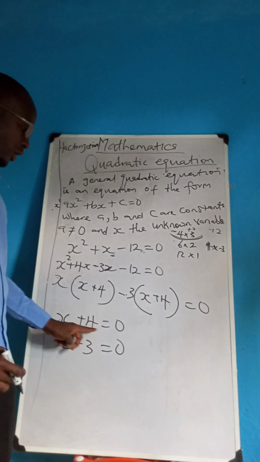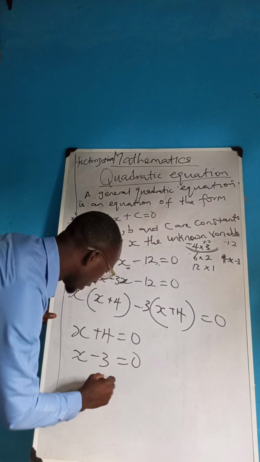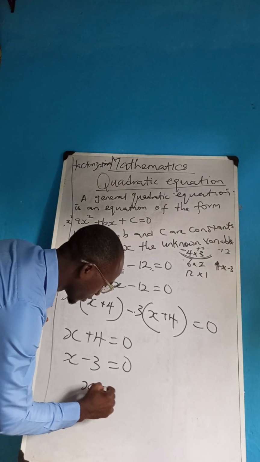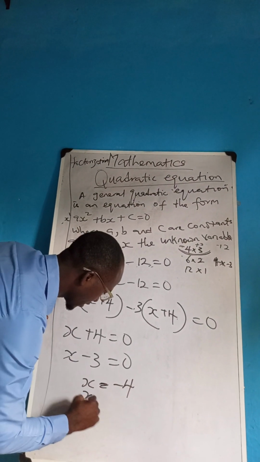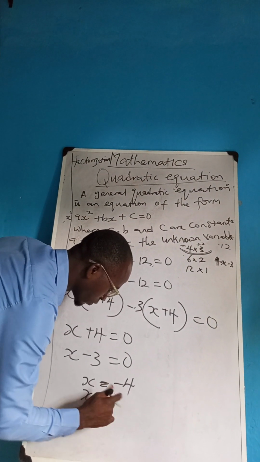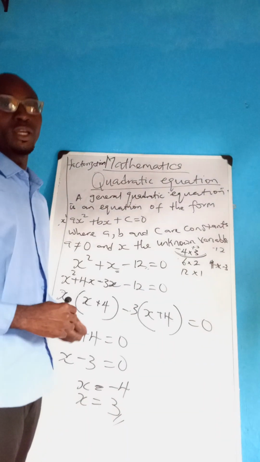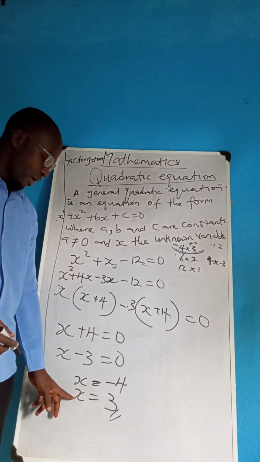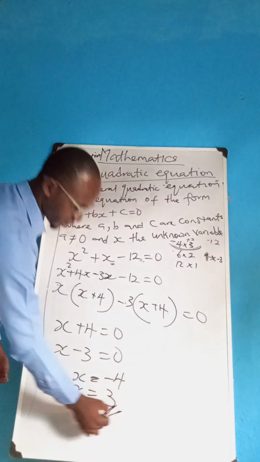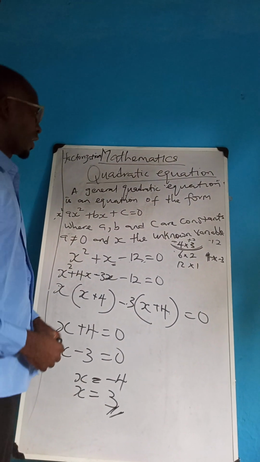So x plus 4 is equal to 0 and x minus 3 is equal to 0, which gives us x equal to minus 4, because when plus 4 is crossing, it gives us minus 4. And x equal to positive 3, because when minus 3 is crossing, it gives us positive 3. Then our final answer will be x equal to minus 4, x equal to 3. This x equal to 3 is what we'll pick because it is a positive number.